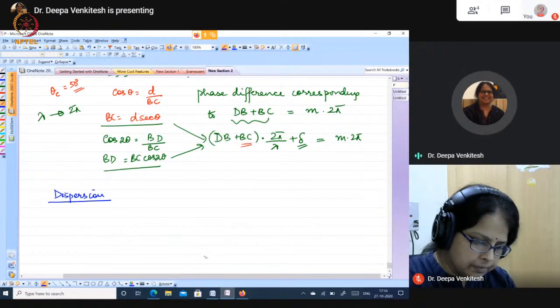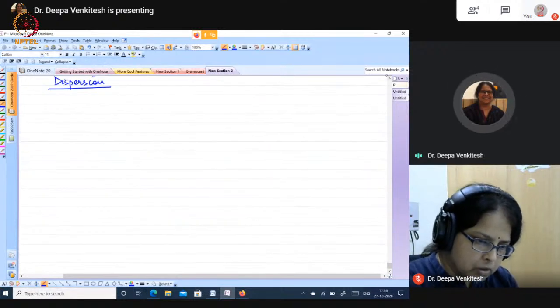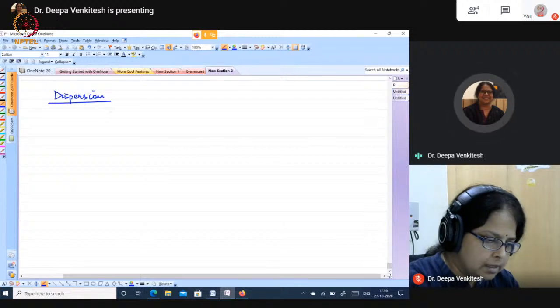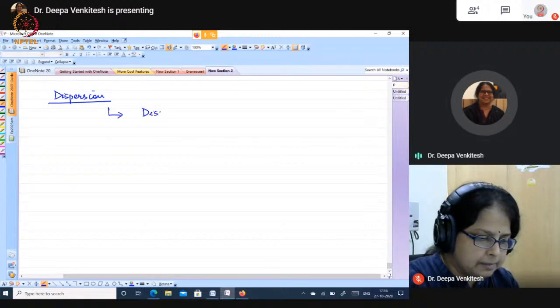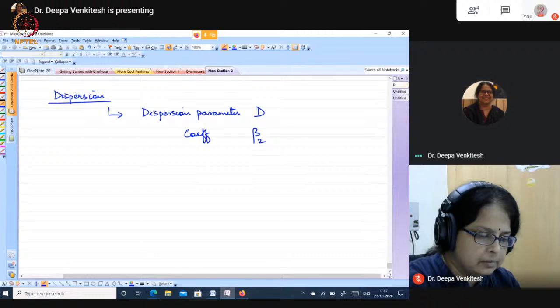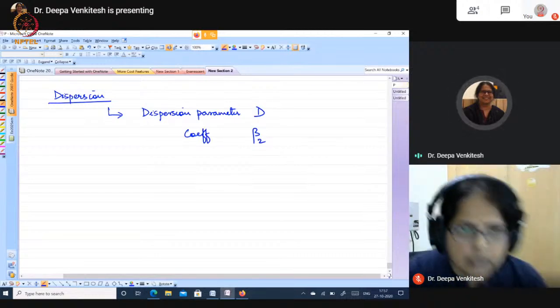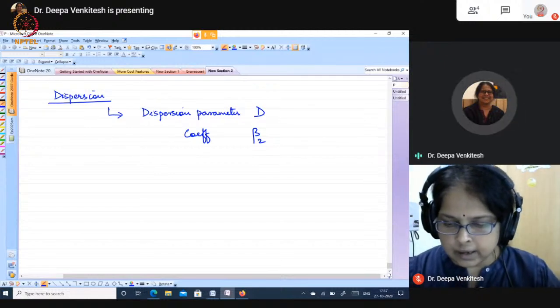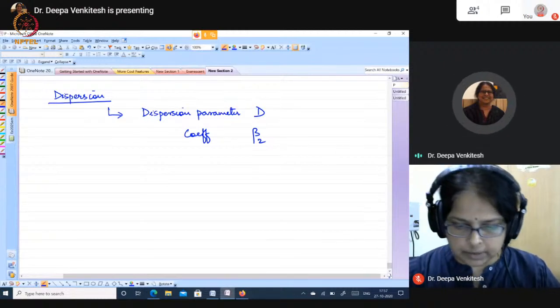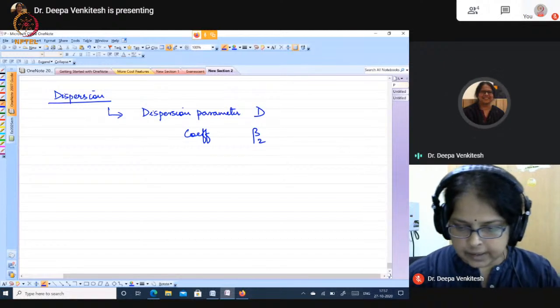Yeah, so this was a question related to beta 2. So dispersion is quantified in two different ways. One is through the dispersion parameter, dispersion D, and you have the dispersion coefficient beta 2. Now I have an explanation in class. I had discussed what is the difference between D and beta 2, but I can do this once again.